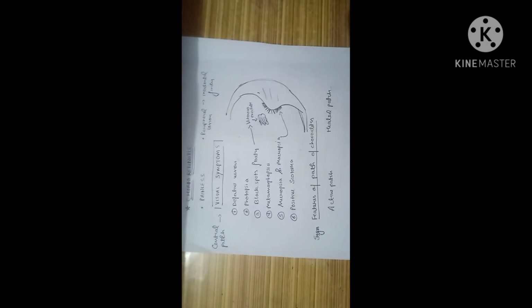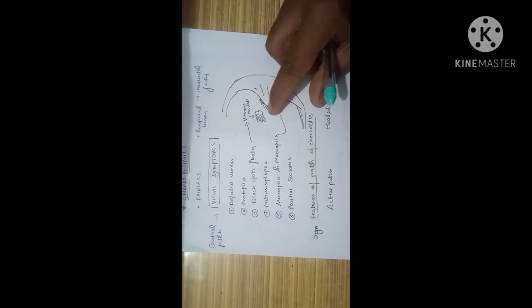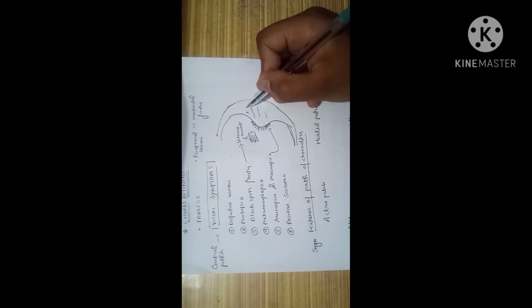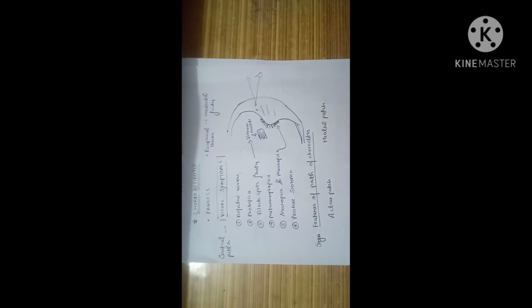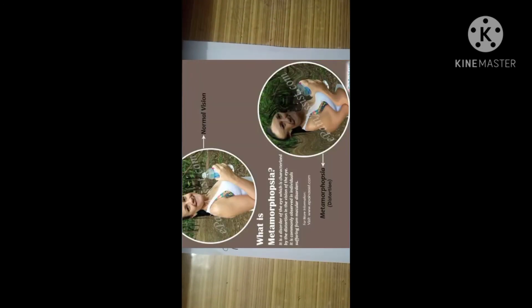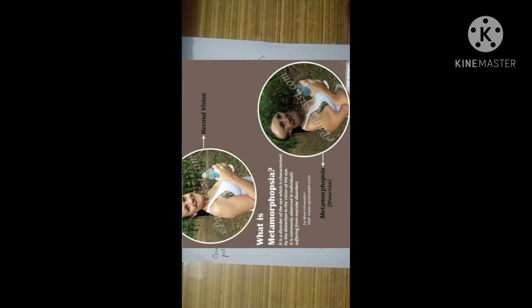Metamorphopsia. Now metamorphopsia is distortion of the image. This is because of this elevation that has occurred in the choroid. The image that we are perceiving, because of these rays of light, will reach here. These rays of light will reach at different angles, so this leads to metamorphopsia. You may see this image, this will make the thing clear. This is what metamorphopsia is.